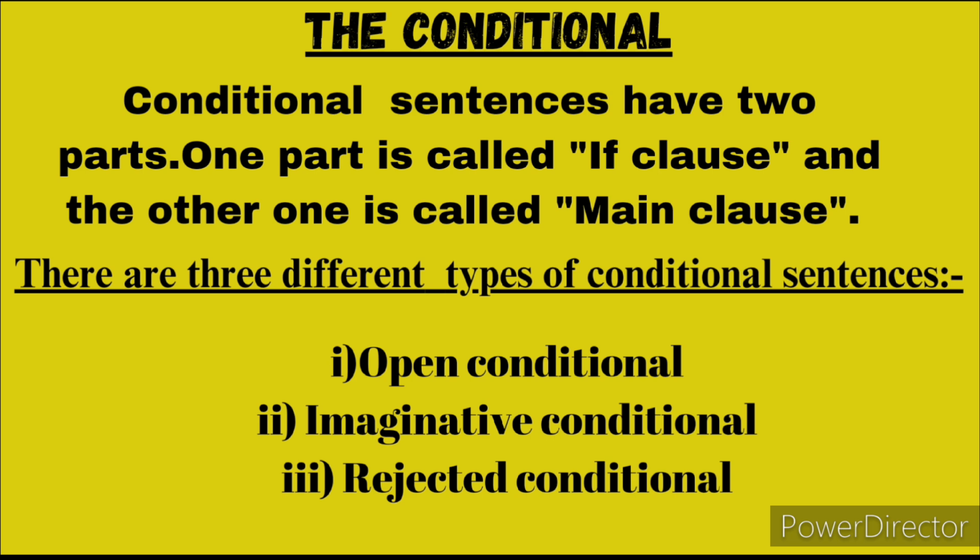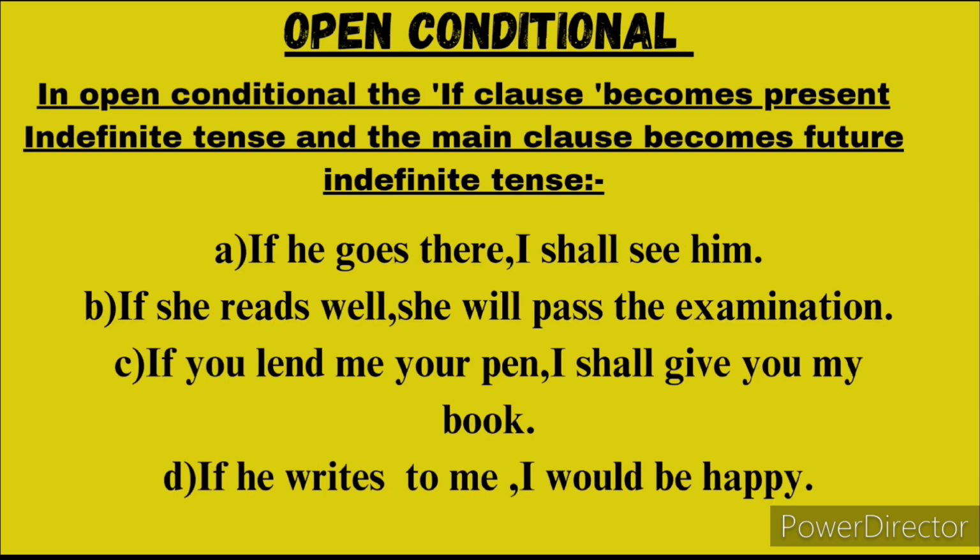Conditional sentences. Conditional sentences have two parts. One part is called the if clause and the other one is called the main clause. There are three different types of conditional sentences: open conditional, rejected conditional, and imaginative conditional. Open conditional: in open conditional the if clause becomes present indefinite tense and the main clause becomes future indefinite tense.